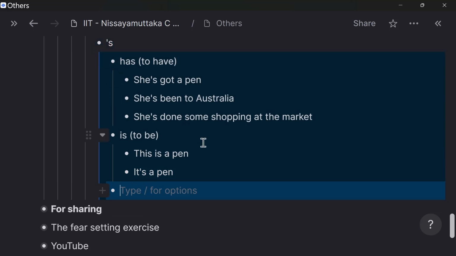Possessive. Yes, we say possessive. Okay? So this is the possessive. We can exchange this for "of." Right? Of. So this is possessive.